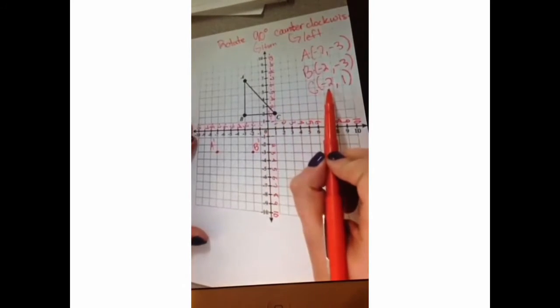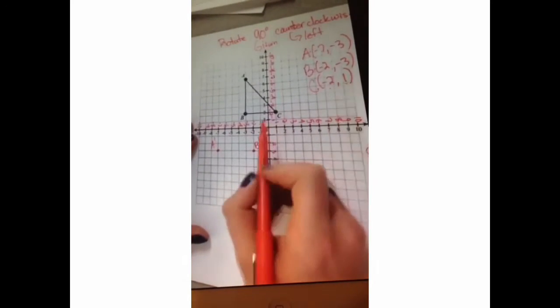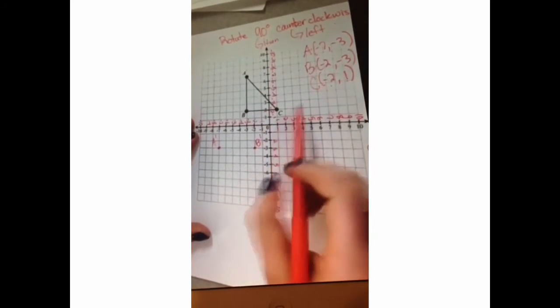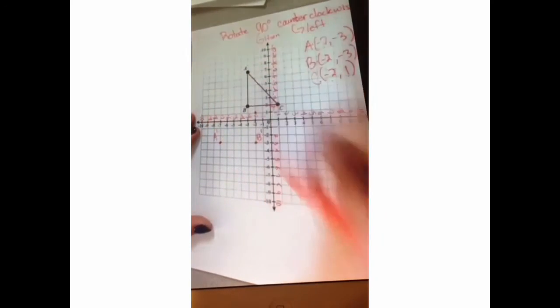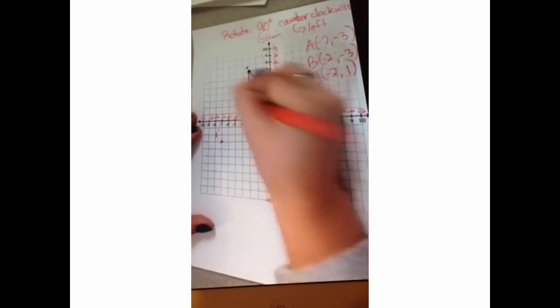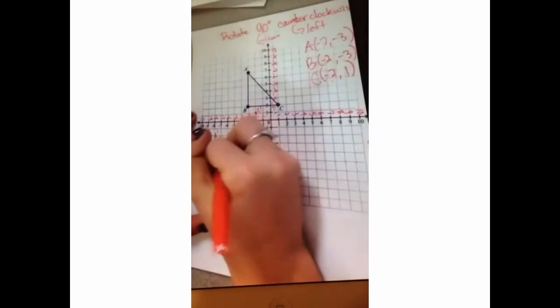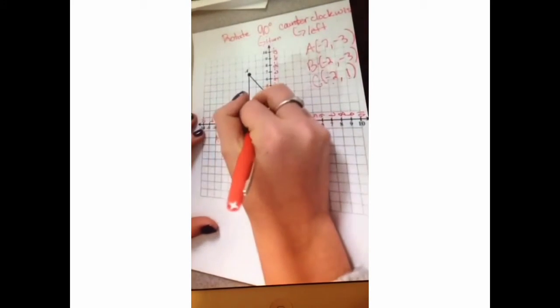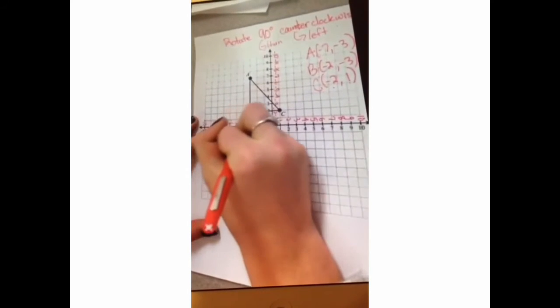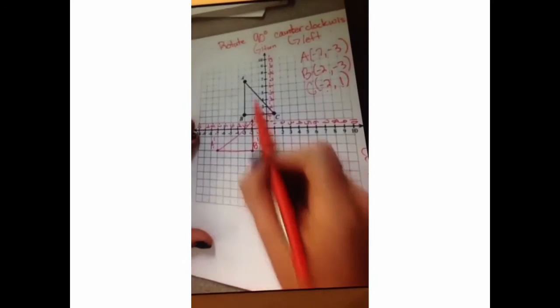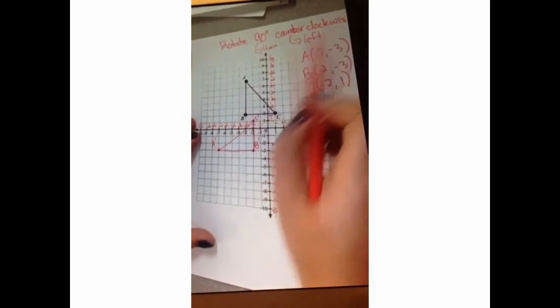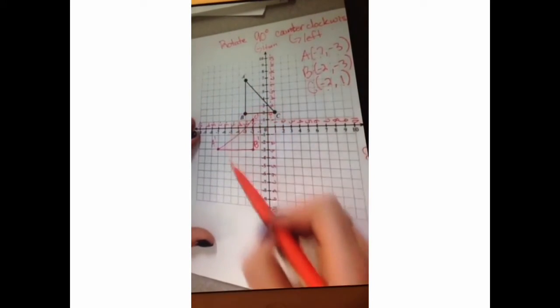Lastly, C is at -2 and 1. So again, not using my numbers in red, still in black. I'm going to go to -2 and then up to my y value of 1. And that becomes C prime. My last step here is just to connect the dots of my triangle. And that's it. We've now rotated this figure 90 degrees counterclockwise, which makes sense because it's going opposite the way a clock would go.